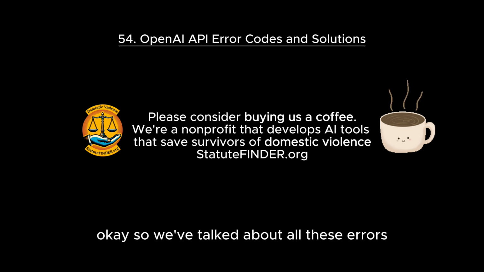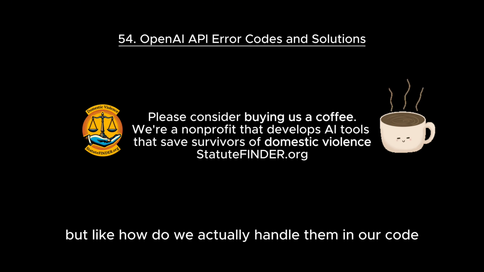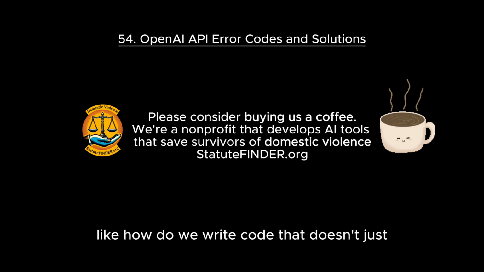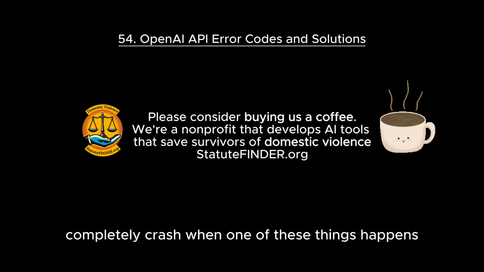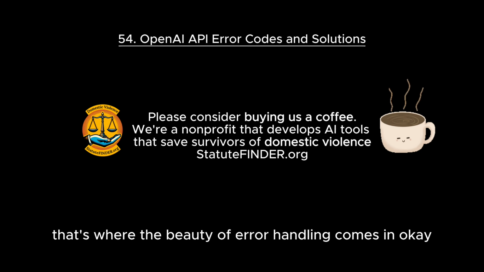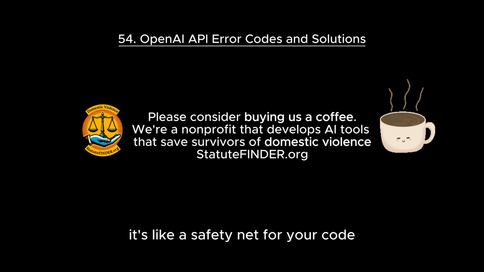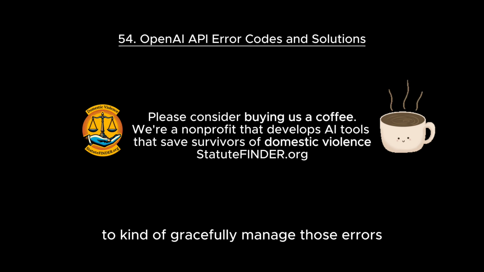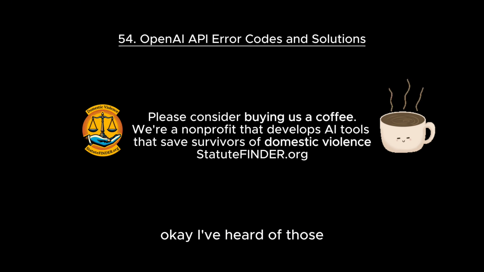Okay, so we've talked about all these errors, but how do we actually handle them in our code? How do we write code that doesn't just completely crash when one of these things happens? That's where the beauty of error handling comes in. It's like a safety net for your code. Gotcha. And in Python, you can use try and except blocks to gracefully manage those errors. Okay, I've heard of those. I'm not sure exactly how they work.